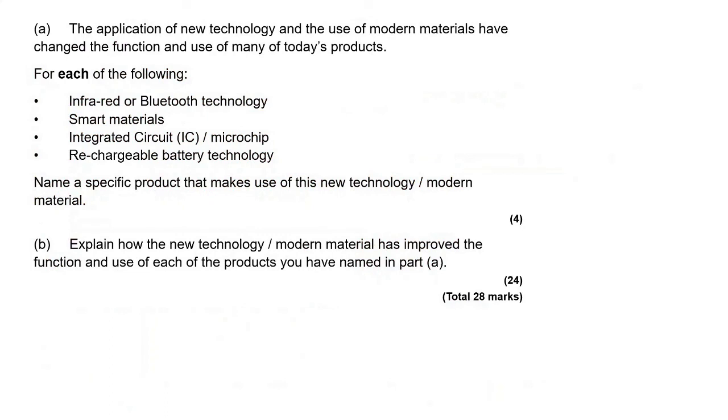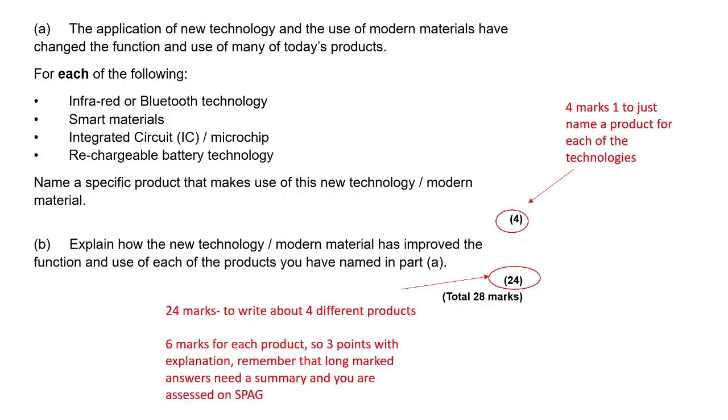And last question: the application of new technology and the use of modern materials have changed the function and use of many of today's products. For each of the following, infrared or Bluetooth, smart materials, microchips and rechargeable batteries, name a specific product that makes use of the new material or the new technology. And then part B, explain how the new technology or modern materials improve the function and use of each of the products you have named.